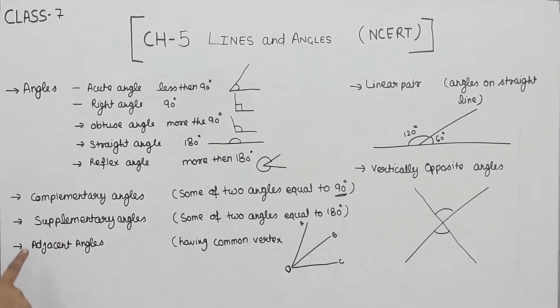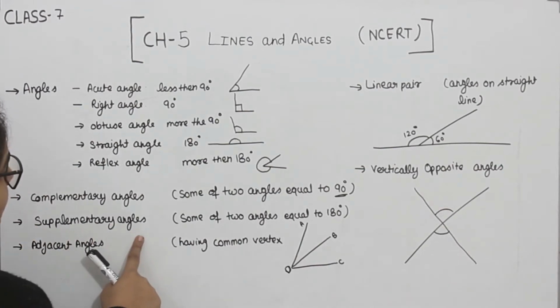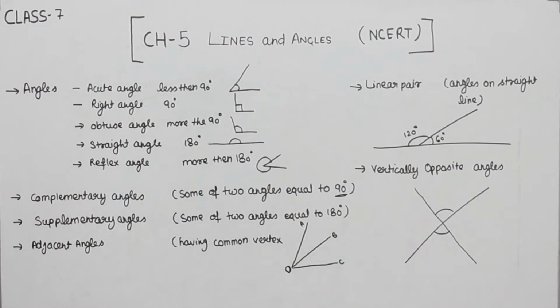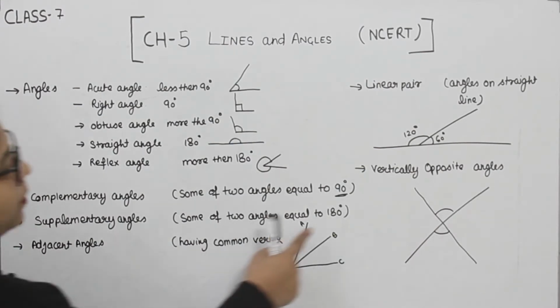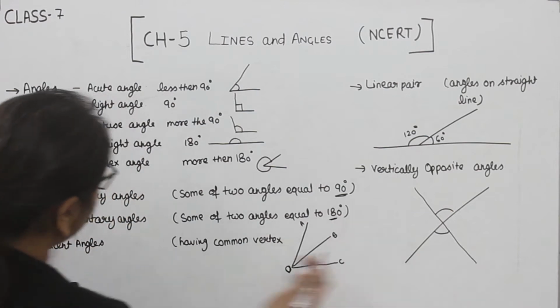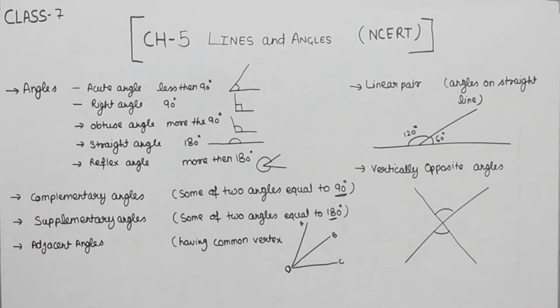Now comes the next one. The next one is the supplementary angles. Now the pair of two angles, if we add them, they should be equal to 180. Then they are called the pair of supplementary angles.